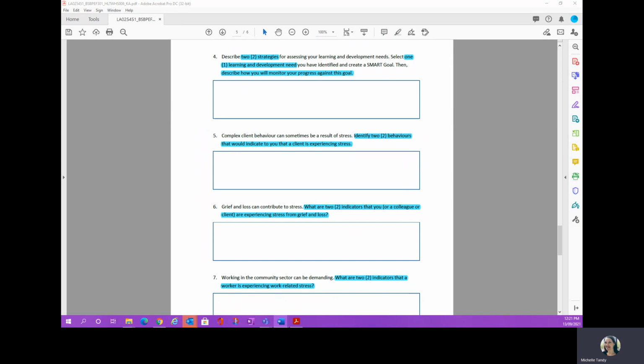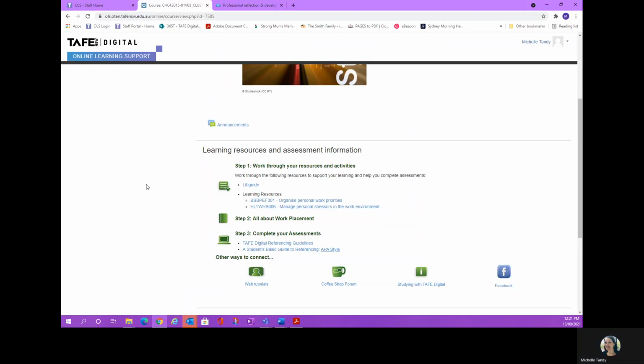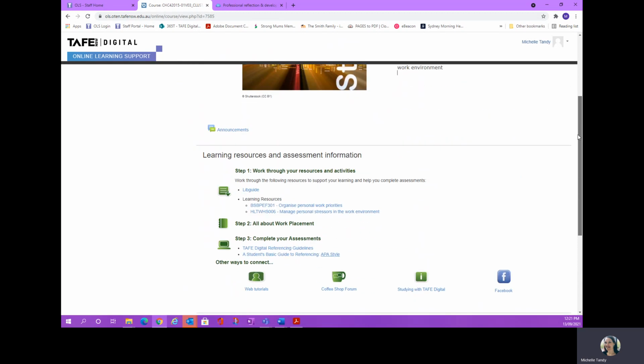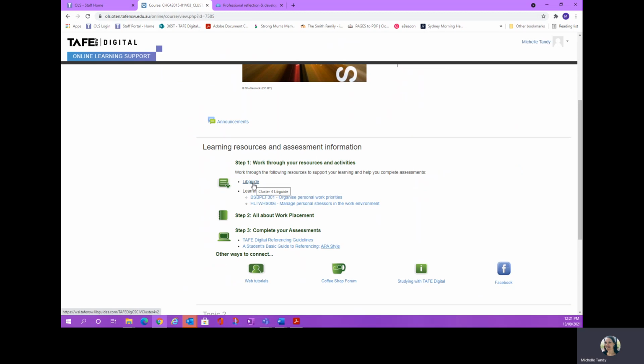Now, SMART goals are covered in the readings for this cluster. I'm just going to switch over to the learning material area. So this is under resources and access your learning. You have your cluster 4 area. It's got the 2 units. Further down here, you've got your library guide and the 2 learning resources. This is where you will find information in your readings.